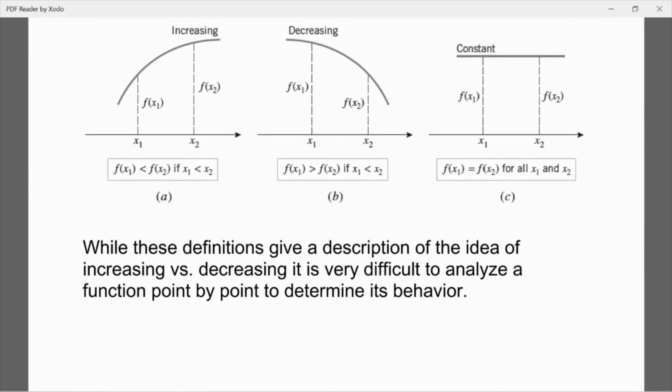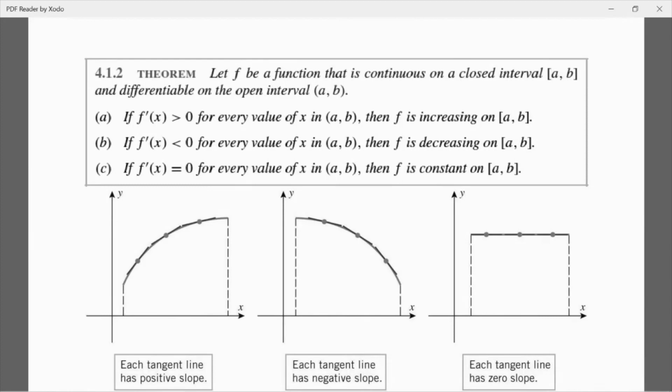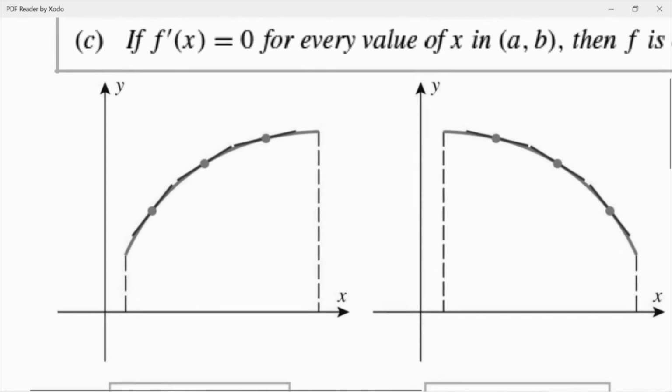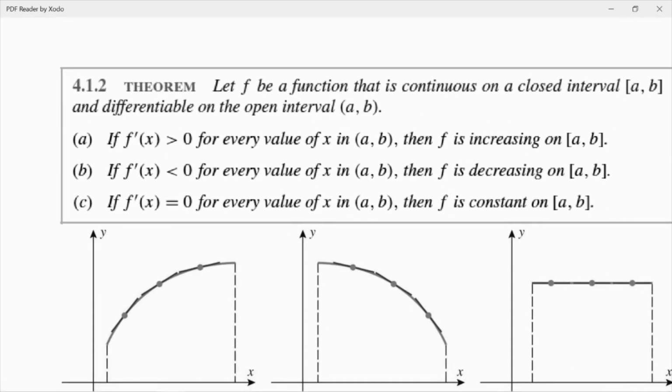Now, what we want to do is really start taking into account what's happening with the derivative when we're increasing or decreasing or constant. So in this first diagram here, we have a function that is increasing in value. And when we have a function that's increasing in value, notice the tangent slopes here are all positive. So what that tells me is that my first derivative is positive on this interval. So if the first derivative is positive, then we know we're increasing.